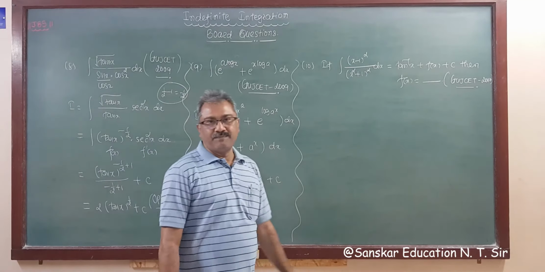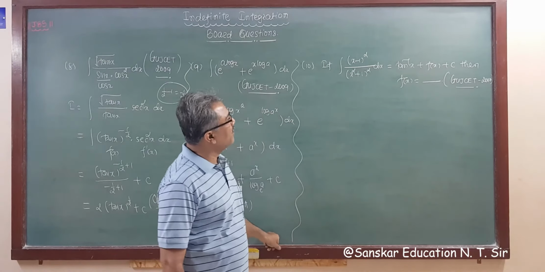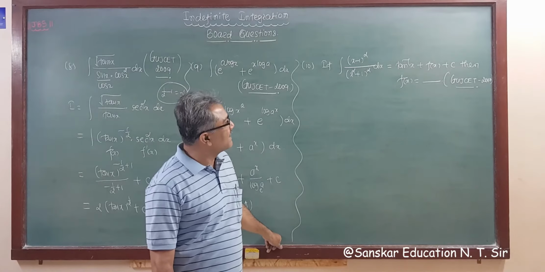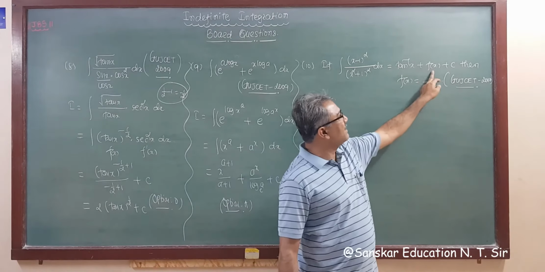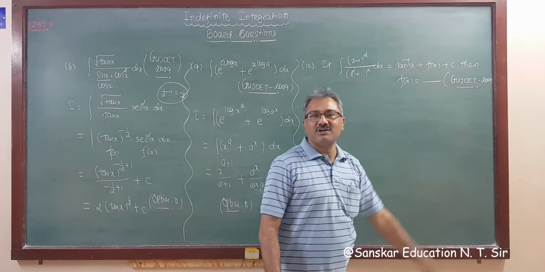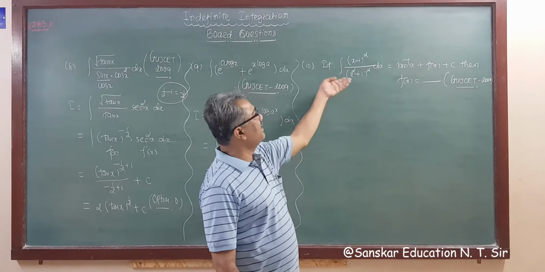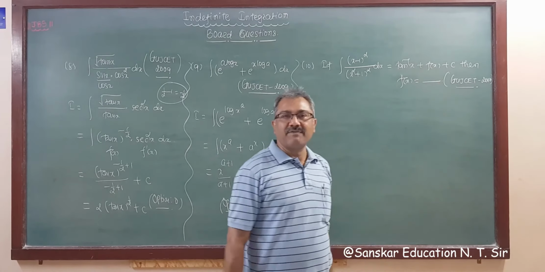Then question number 10. It is given that if integration of (x minus 1) whole square upon (x square plus 1) whole square dx is equal to tan inverse x plus f(x) plus c, then you have to find f(x). That is, which term is here between tan inverse and c, that you have to find out. It means we have to integrate this, get the answer, and comparing with this answer we will get f(x).